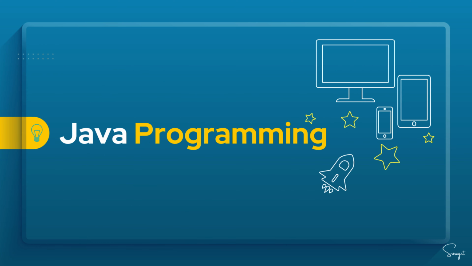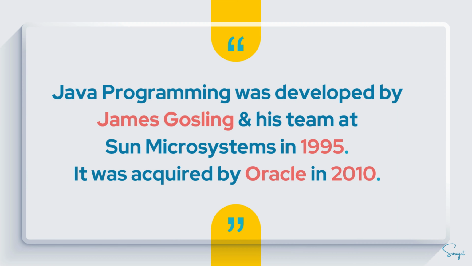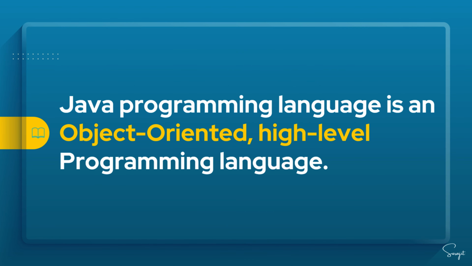Now let's dive into Java programming. Java was developed by James Gosling and his team at Sun Microsystems in 1995. It was acquired by Oracle in 2010. Java is an object-oriented programming language that has truly revolutionized the digital landscape.